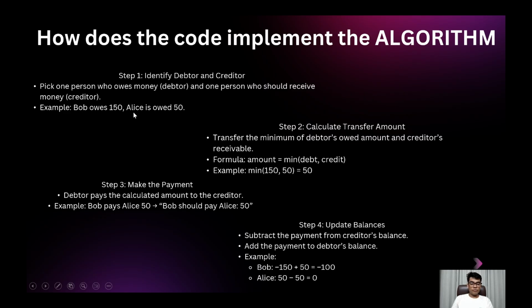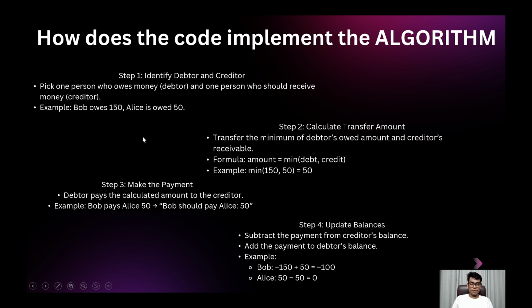Bob won't pay 150, all of it, to Alice. Bob will only pay 50 to Alice if both of them are the first index of the debtors and creditors respectively. So the minimum of 150 and 50 is 50. Therefore Bob pays Alice 50.